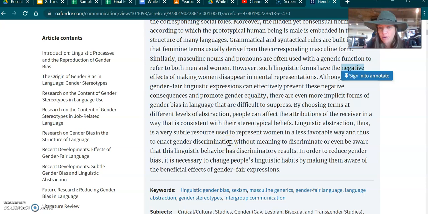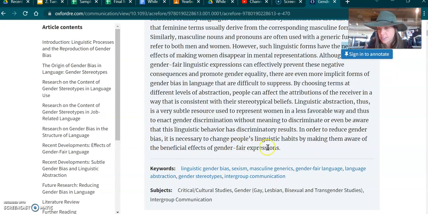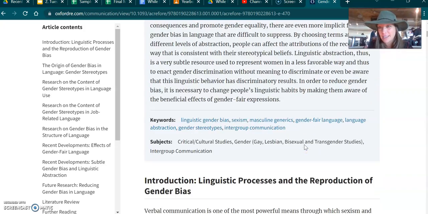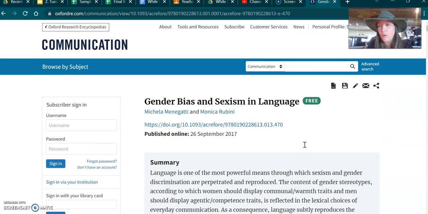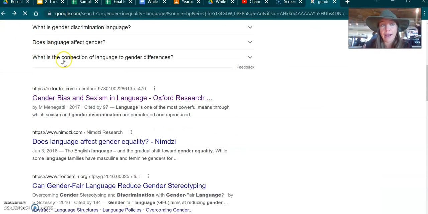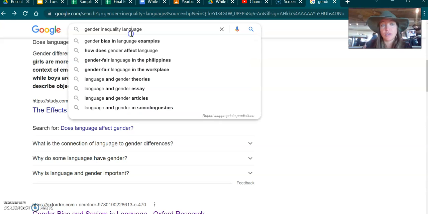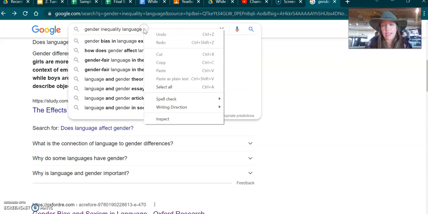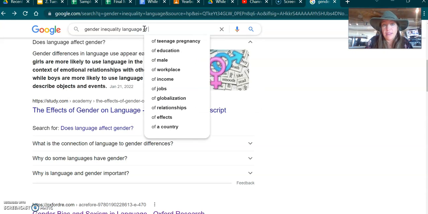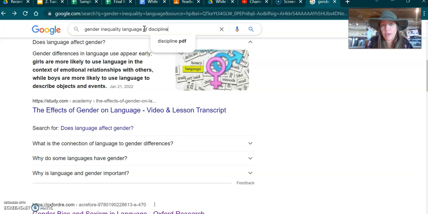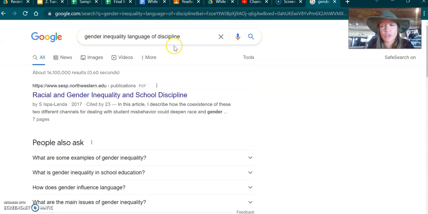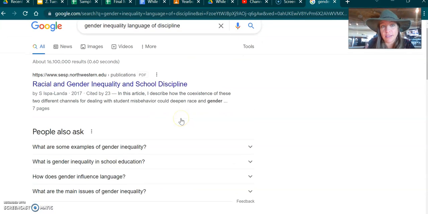I'm going to add that one. I'm going to look at maybe fair expressions. That's interesting. Linguistic habits might be an interesting thing to add as well. So once I've continued to search, and I'm not going to stop there, I might go back and change this search to something like maybe even language of the discipline and see what comes up for me. You might even use the word keyword in your search, gender inequality keywords. And you're going to look around and see what you can find.